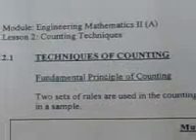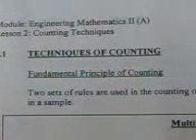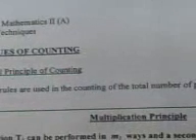Techniques of counting. Fundamental principles of counting. Two sets of rules are used in the counting of the total number of possibilities for a certain selection in a sample.